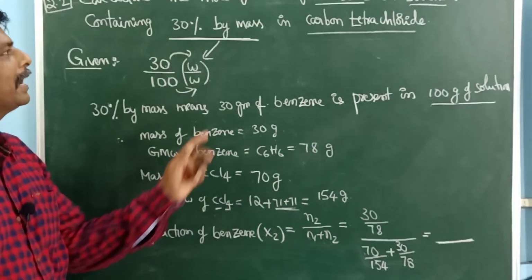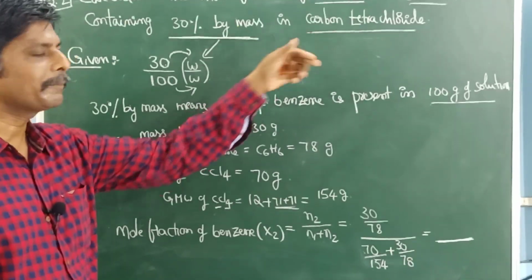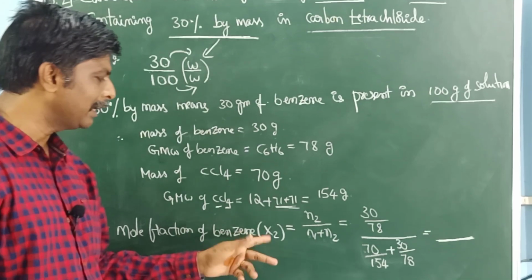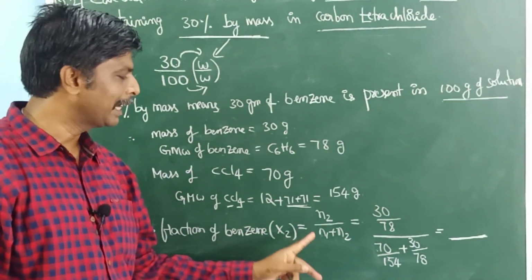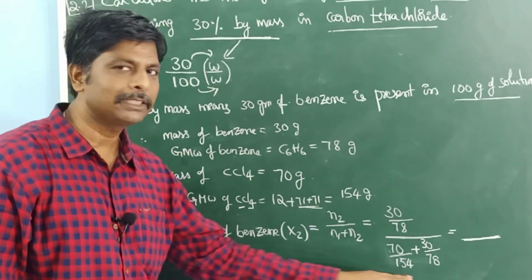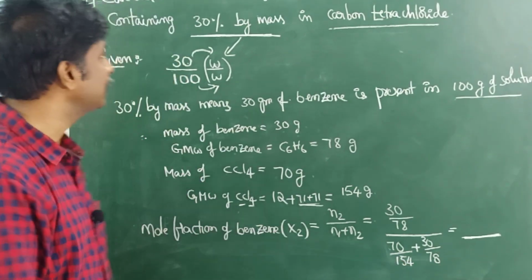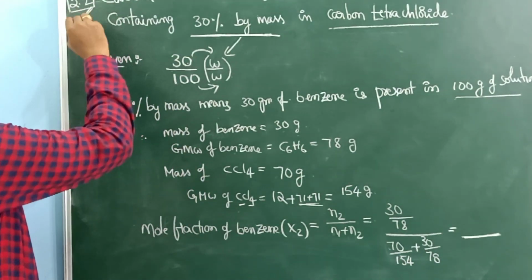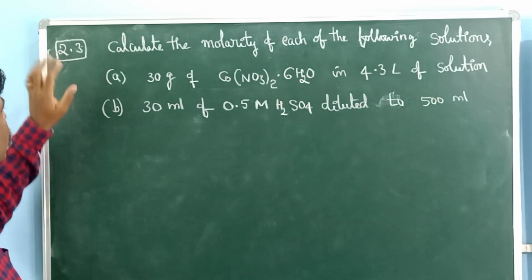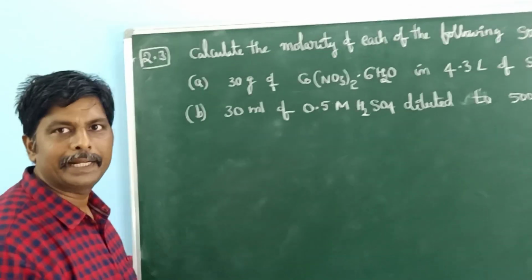If in the exam they ask what is the mole fraction of carbon tetrachloride, what is the formula? X1 is equal to N1 by N1 plus N2. This one you have to simplify. So it is about 2.2. Next question you will see. Next question, in-text question 2.3.